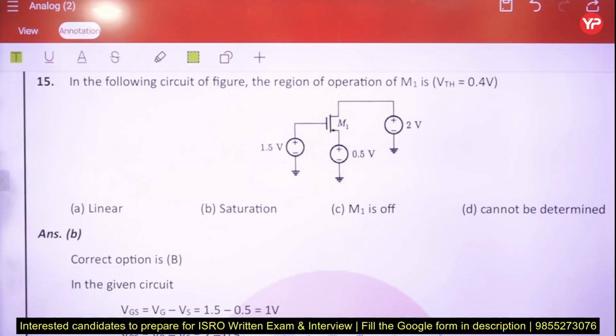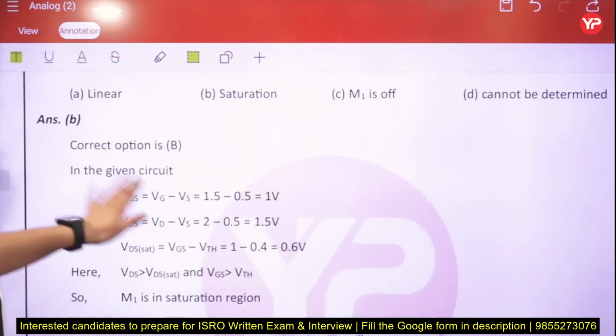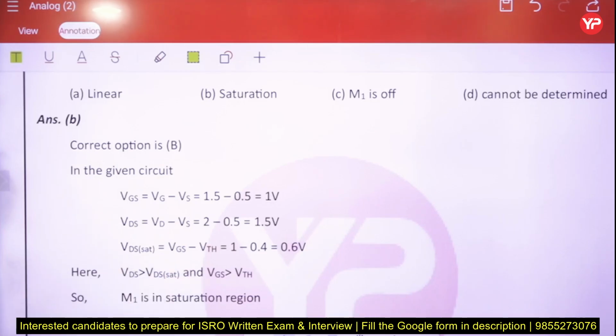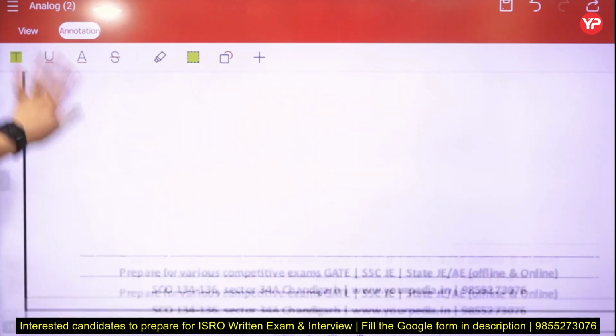Next, in the following circuit of the figure, M1 is operated in which region? Again we calculate VGS. VG is equal to 1.5 volt, VS is equal to 0.5 volt, so VGS is 1 volt. VDS we calculate: VD is 2, minus 0.5, 1.5 volt, and VGS minus VTH is 0.6. So VDS is greater than VGS minus VTH, so it will be in the saturation region like that.